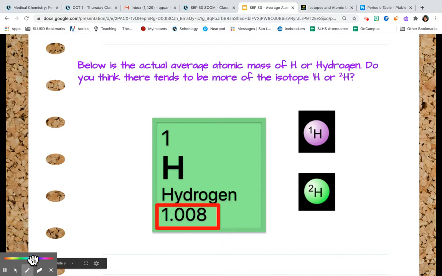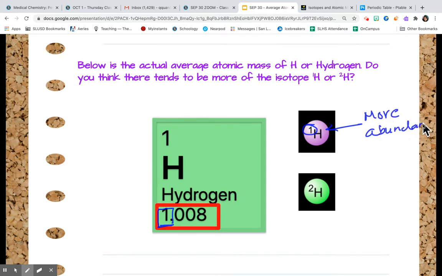All right, so hopefully you notice that my average atomic mass, this number, is close to 1, and this mass is closer to 1. Therefore, this hydrogen is more abundant or more common, meaning that there's a lot more of these isotopes of hydrogen in our world than this one, because our average atomic mass is closer to this one.